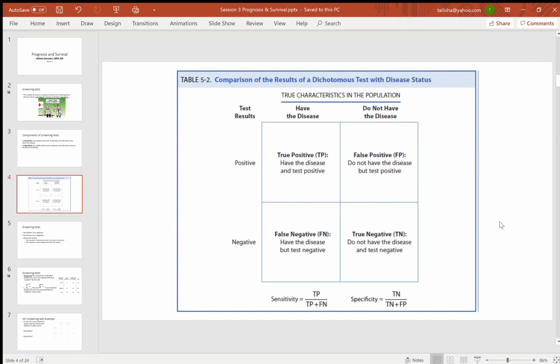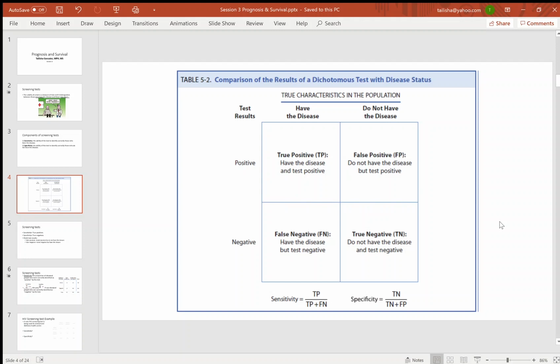So the equation for your sensitivity is your true positive over your true positive plus your false negative. And remember your order of operations, right? You add that TP and FN before you divide your numerator by your denominator. And your specificity is your true negatives over your true negatives plus your false positives.